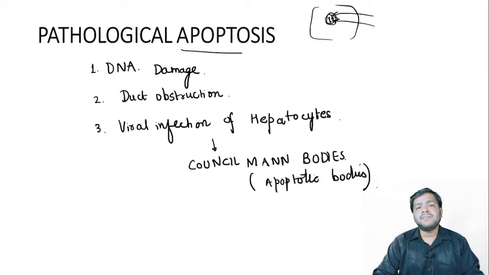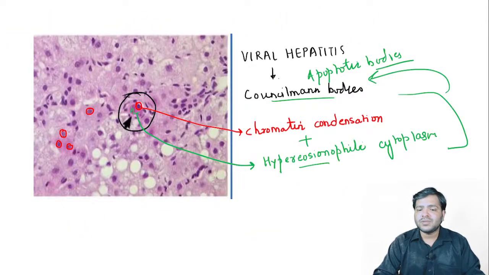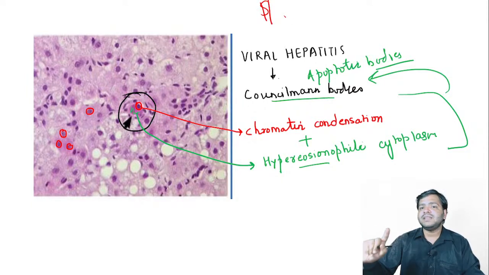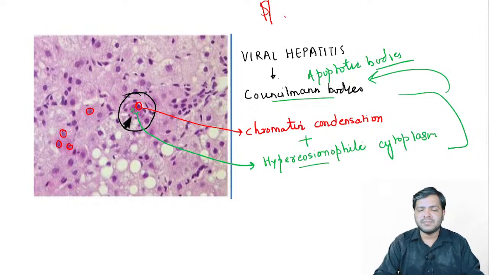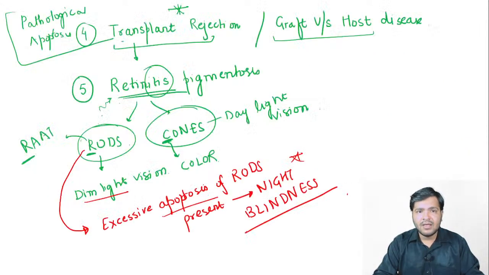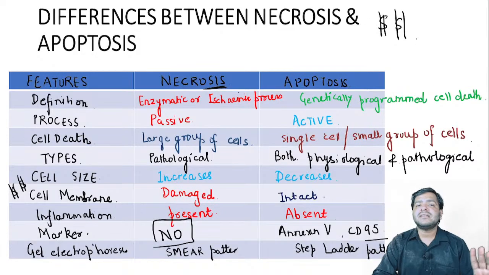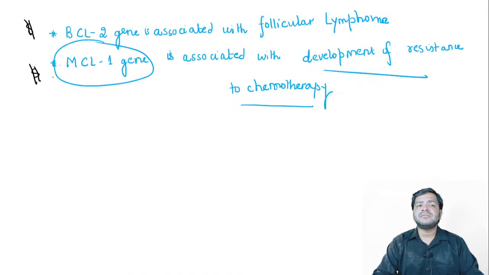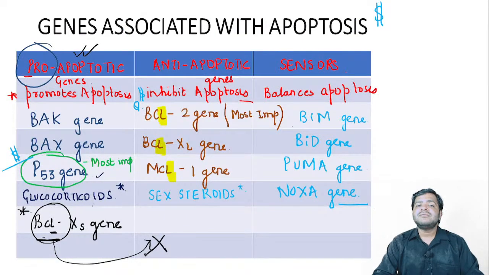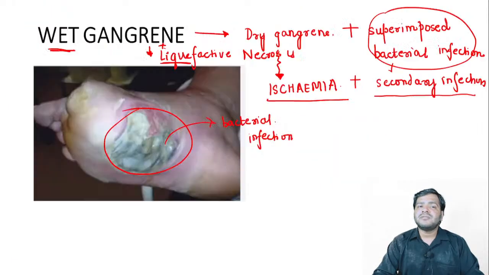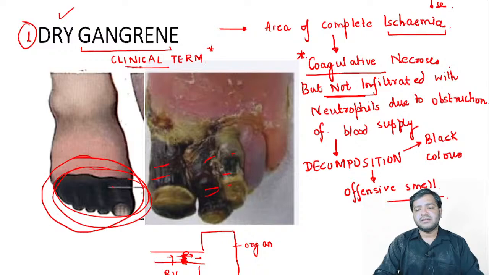So these are some cases of pathological apoptosis. These 5 cases I have already discussed with a microscopic image, which is very much important. Hypereosinophilia, chromatin condensation, that is seen in case of viral hepatitis, that is the Councilman bodies, that is the apoptotic bodies. So pathological apoptosis done, physiological apoptosis done, differences between necrosis and apoptosis done, the genes associated with apoptosis done, apoptosis concept, and the gangrene.